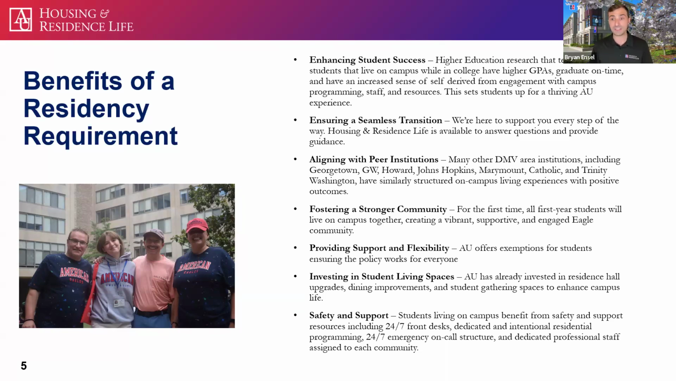Our peer institutions, obviously, we're in the DMV, the DC, Maryland, Virginia area, for those of you who are learning some vernacular, as I was when I first came here. So there are area institutions serving, obviously, Georgetown. We have George Washington, Howard, Johns Hopkins, Marymount Catholic, Trinity Washington. They all have similarly structured on-campus living experiences, and their outcomes have been very positive. These are folks that we have worked with and collaborated with and done a lot of focus groups around, learning what their successes were and maybe where some of their limitations were, so that we can make sure that we're best prepared for this moving forward.